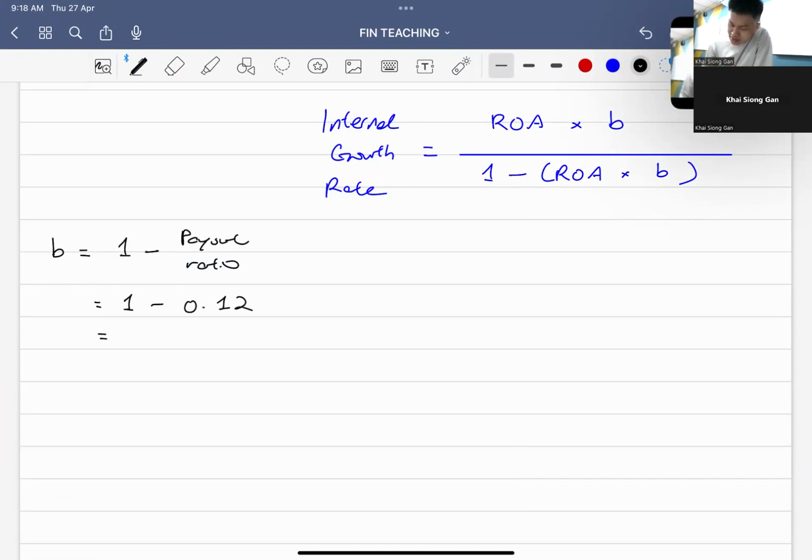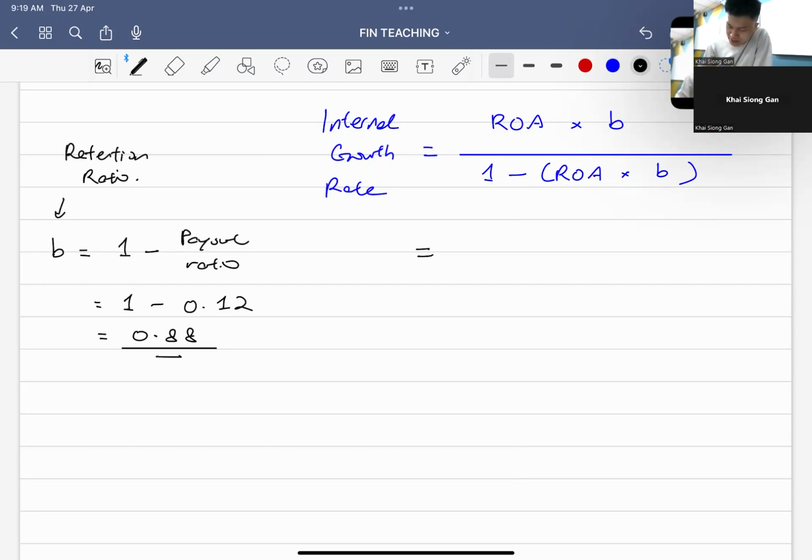Make sure you convert it correctly. The 1 here means the full net income. A portion is already paid out, so I want to see how much is being retained. So b here is my retention ratio, or retained earnings. Therefore 1 minus 0.12 is 0.88. Now I can substitute that into the formula.